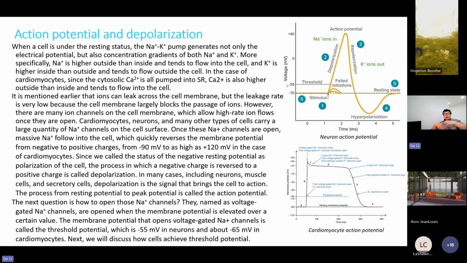And then when this cell is activated, this membrane potential dramatically goes in the opposite direction from negative to positive, so positive that it even passes zero, going all the way to a positive action potential. And this process we call it depolarization.